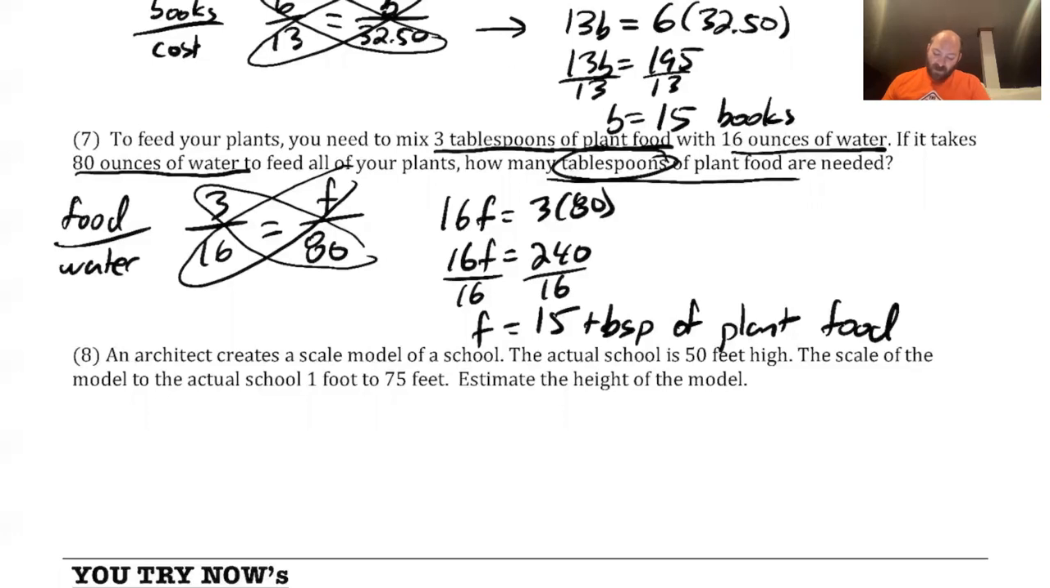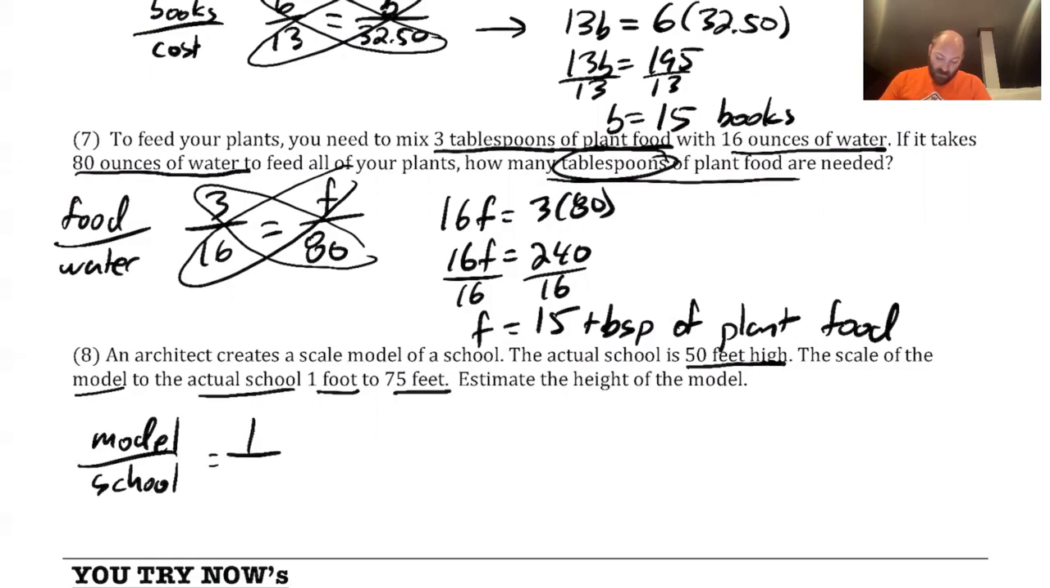Number 8, an architect creates a scale model of a school. The actual school is 50 feet high. The scale of the model to the actual school is 1 foot to 75 feet. This is my first ratio. Model to school is 1 foot to 75 feet. I can put labels on there if I want, but I'm just going to do 1 over 75.